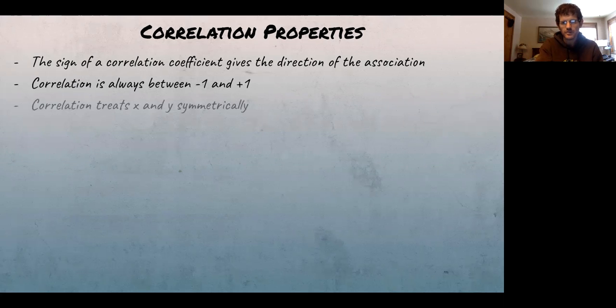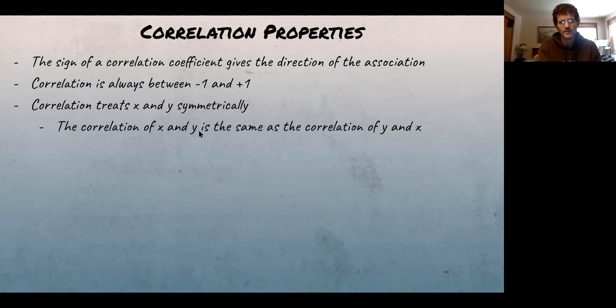Some of these are not super complex, and correlation treats X and Y symmetrically, which means the correlation of X and Y is the same as the correlation of Y and X. So if we switched which one was our explanatory and our response variable, then the correlation would not change at all. That's actually a very important point. There could be some conceptual problems that come up related to that.